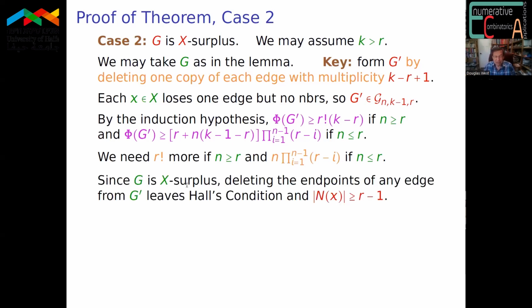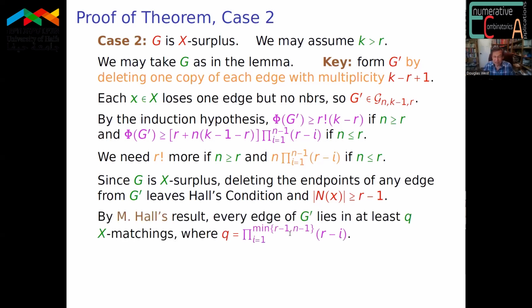Well, because G is X surplus, deleting the endpoints of any edge from G prime leaves Hall's condition. And we might lose one neighbor from the vertices, but at least we're going to have r minus 1 neighbors left. So what that means is if we look at the underlying graph, every edge of G prime lies in at least Q X matchings, where Q is this formula that comes from Hall's result. Again, a falling factorial.